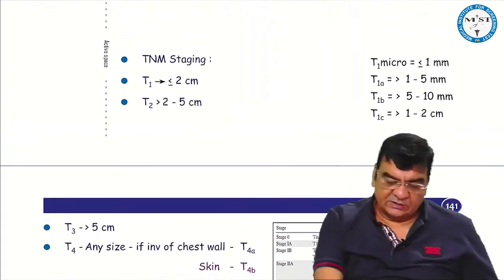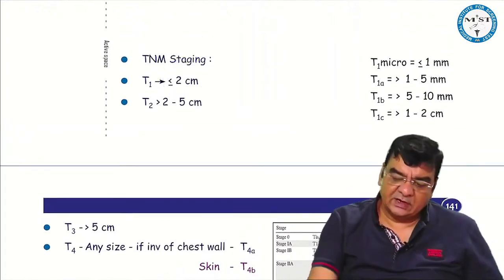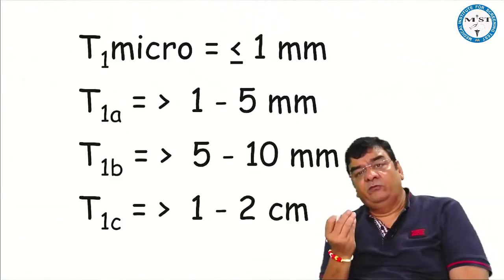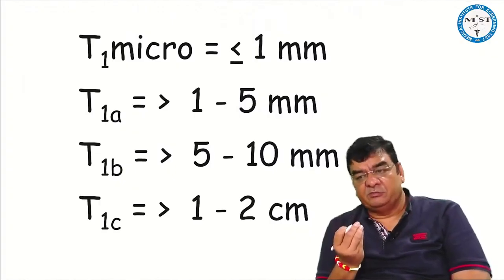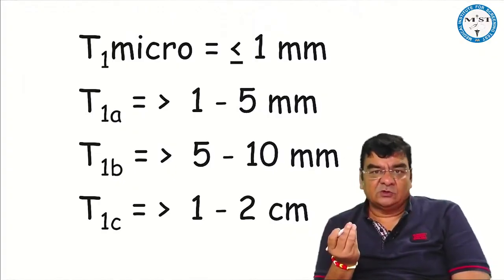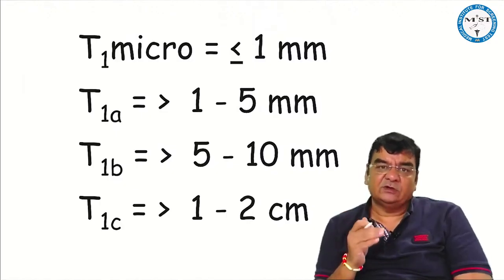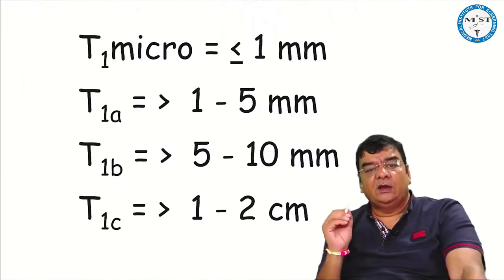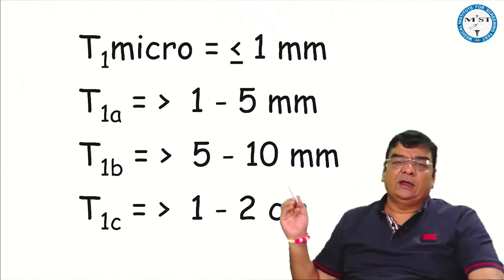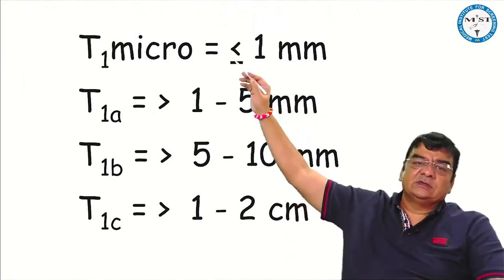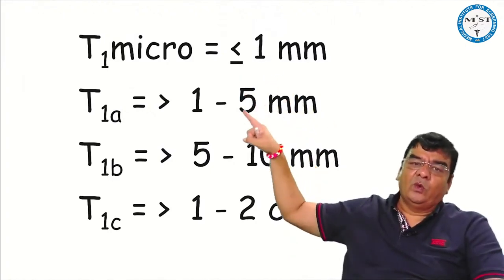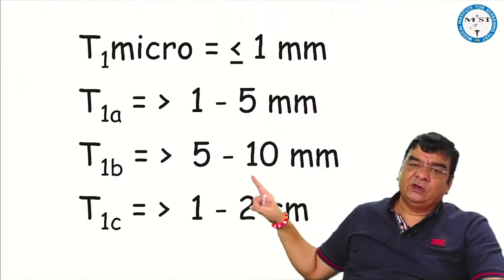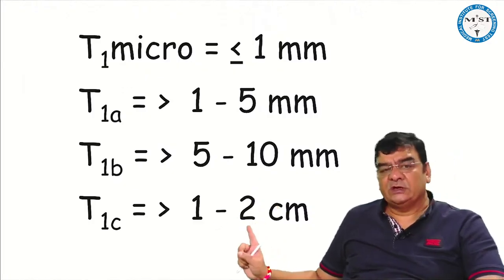Now T1 stage, that is up to 2 centimeters in size. In Western countries, on screening, we may come to know even very small lesions inside the breast, maybe 1 centimeter lesions can also be picked. So T1 stage can further be subdivided into T1 micro, T1A, T1B, T1C. Up to 1 millimeter in size is T1 micro. More than 1 millimeter to 5 millimeter will be T1A. More than 5 millimeter to 10 millimeter will be T1B. More than 1 centimeter up to 2 centimeter will be T1C.